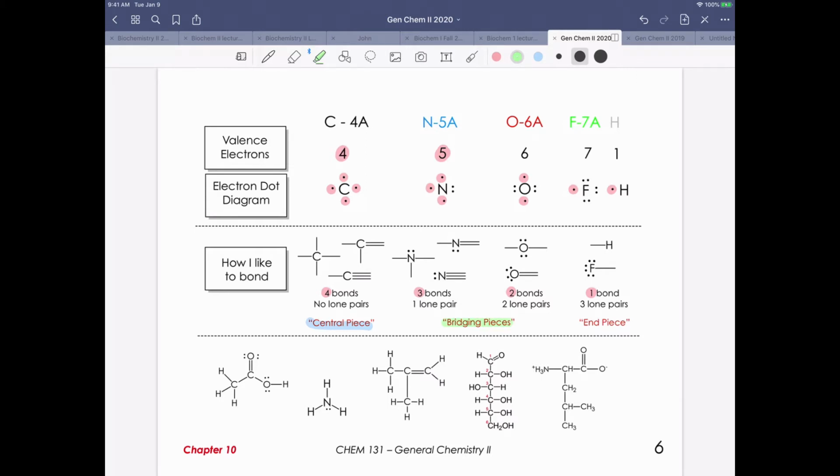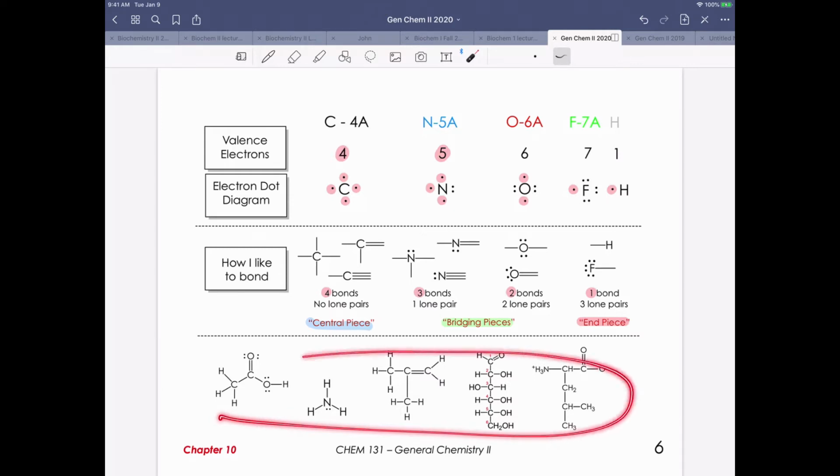And then we're going to see things like halogens, or particularly hydrogens, being end pieces because they only form 1 bond. So if you envision this in your brain, it'll help make sure that you don't draw incorrect Lewis structures. Here's a bunch of different examples of some organic substances down here.